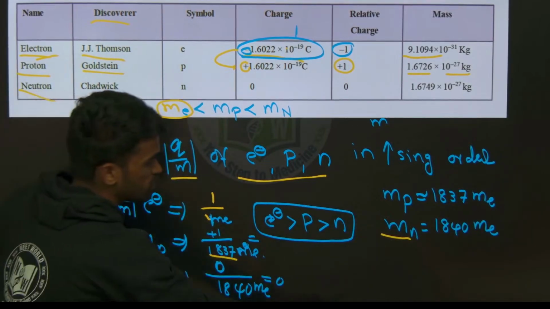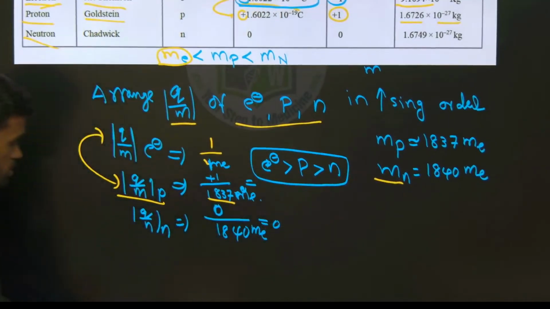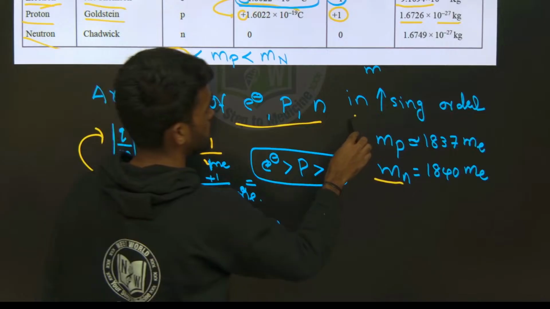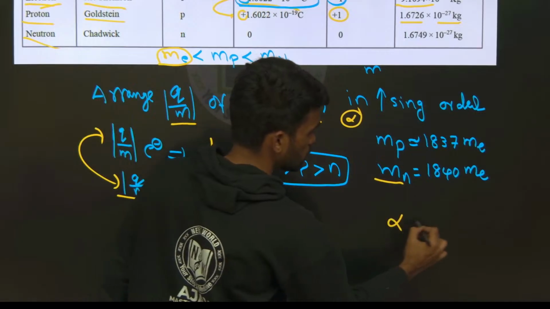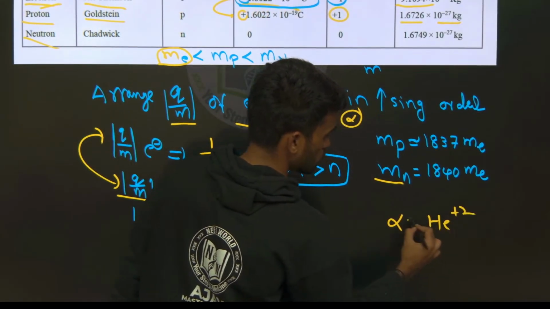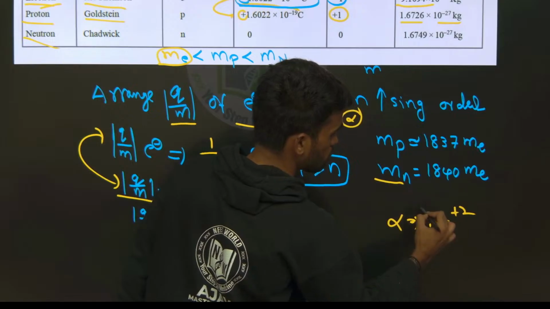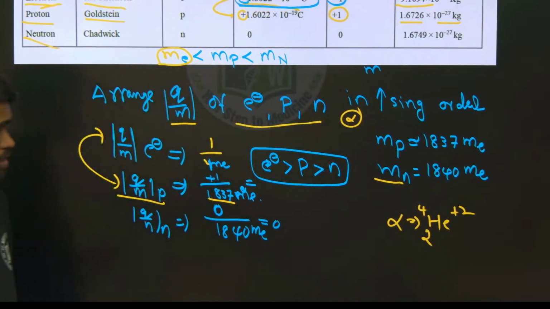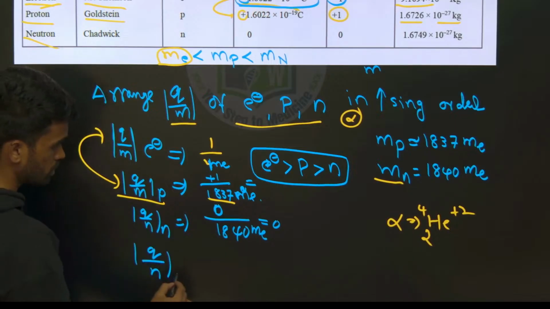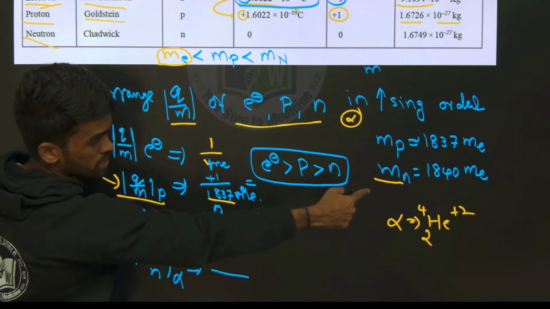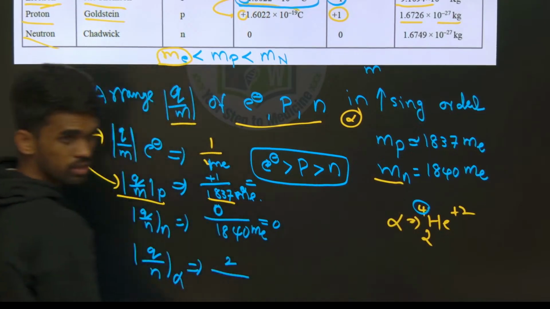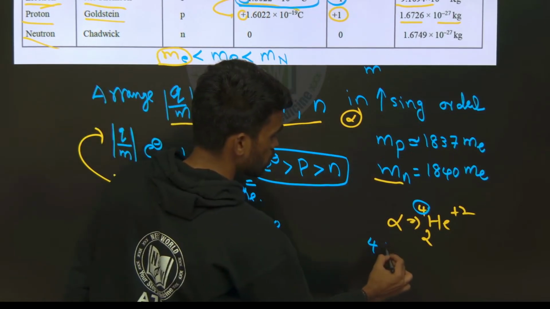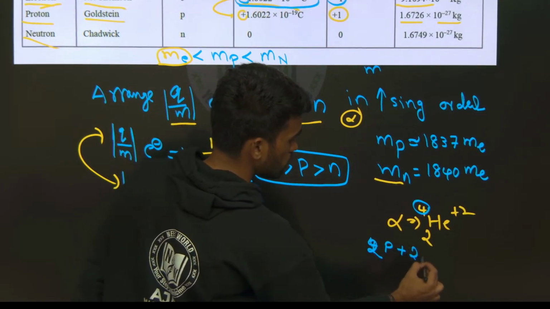Now if I want to add one more particle here, just arrange the alpha particle in this equation. What is an alpha particle? I have told you, ionized helium, helium +2, with atomic number 2 and mass number 4. So tell me, Q by M of alpha particle will be, what is the charge you are seeing on it? 2. And what is the mass number you are seeing? 4. Why is it 4? Because it has 2 protons and 2 neutrons.